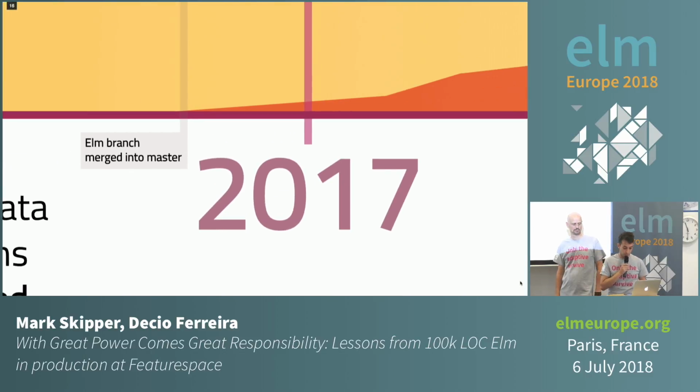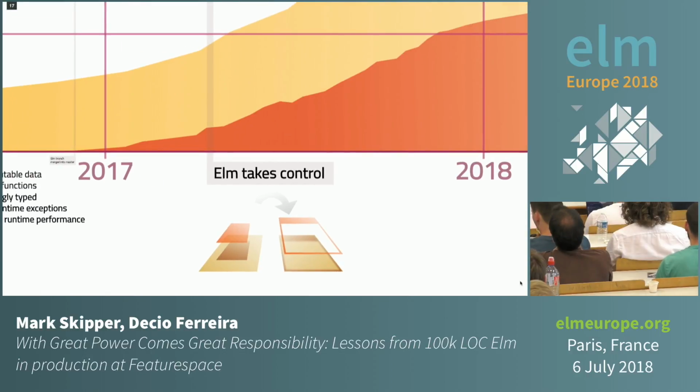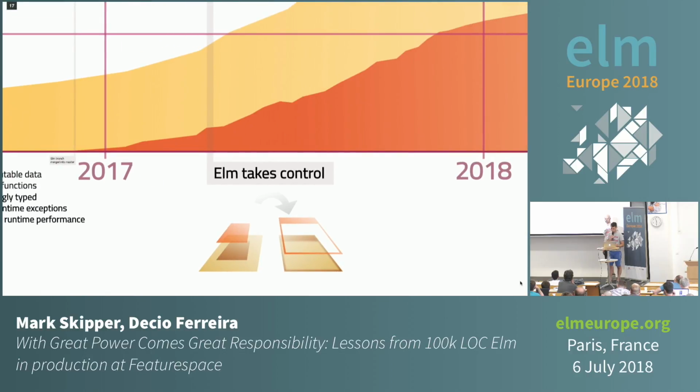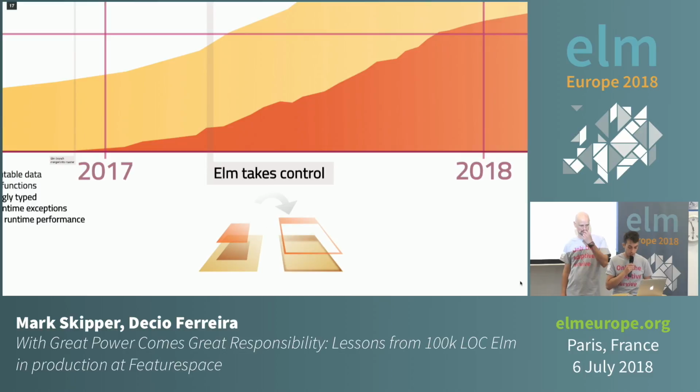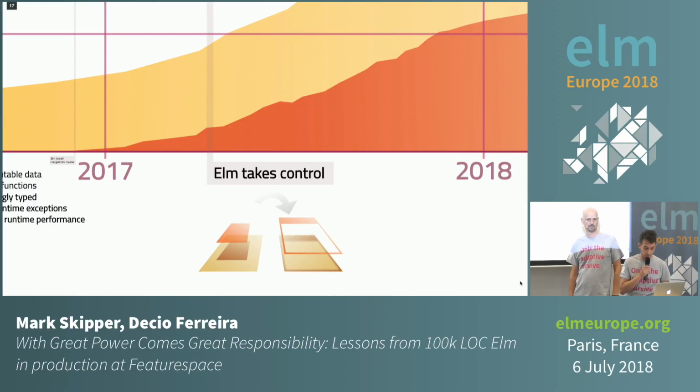And by the end of 2016, we had our first feature in Elm merged into master. And we started by replacing some parts of the application with Elm components. And as time passed and we felt more confident about Elm, we started porting the outer skeleton of the application into Elm code. And by early 2017, we had switched from an Angular app with embedded Elm to an Elm application with embedded Angular pages.